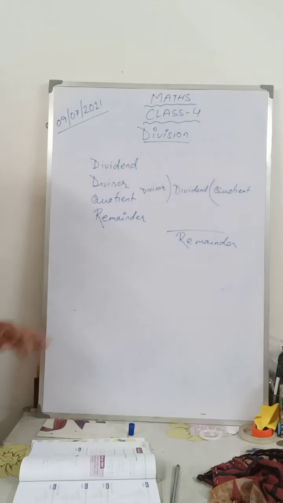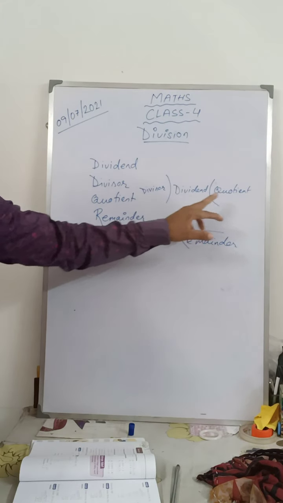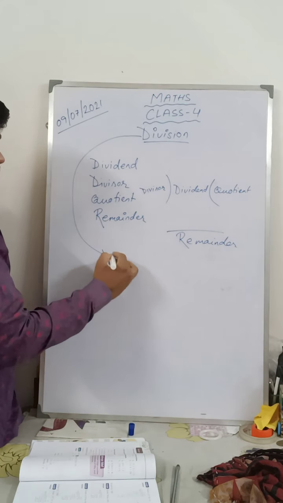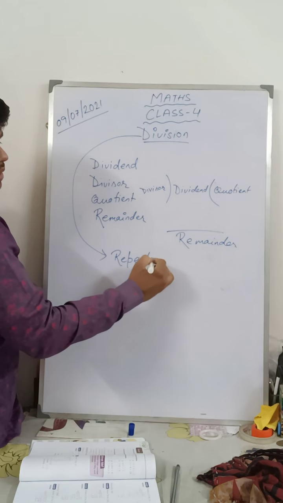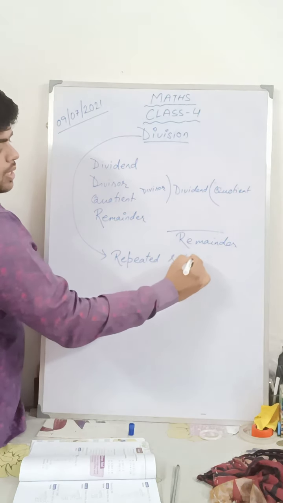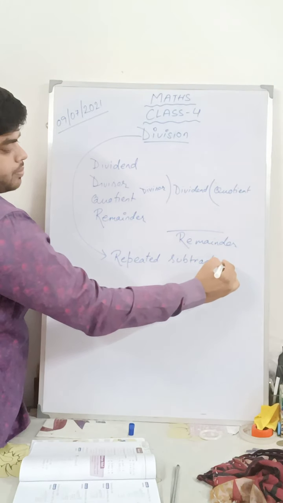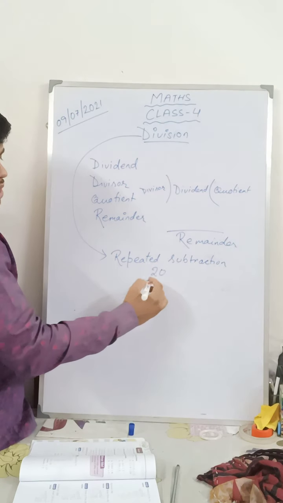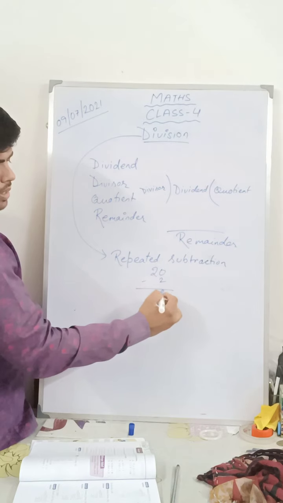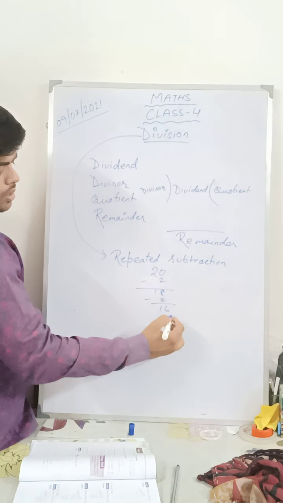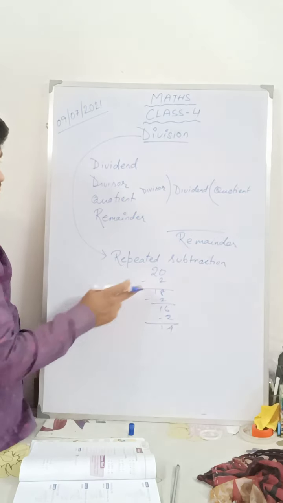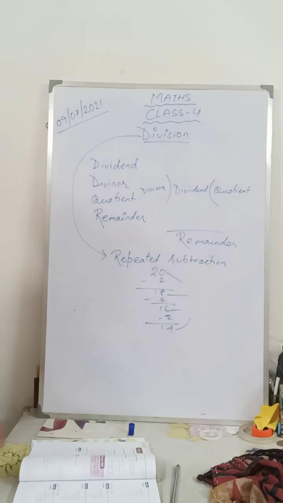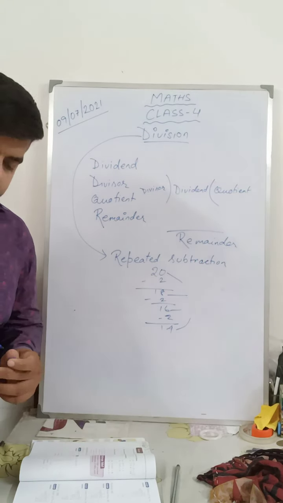So these four terms you have to know: divisor, dividend, quotient and remainder. We also know that division is also known as repeated subtraction. Let us take one example. Suppose 20. You subtract 2, 18, subtract 2, 16, subtract 2, 14. So you see, you are simply getting the table of 2. So division is also known as repeated subtraction.